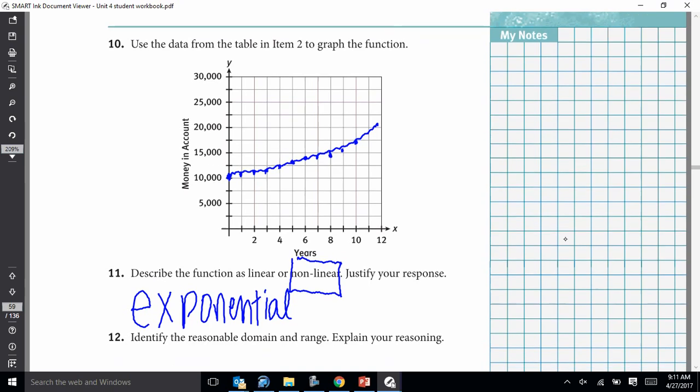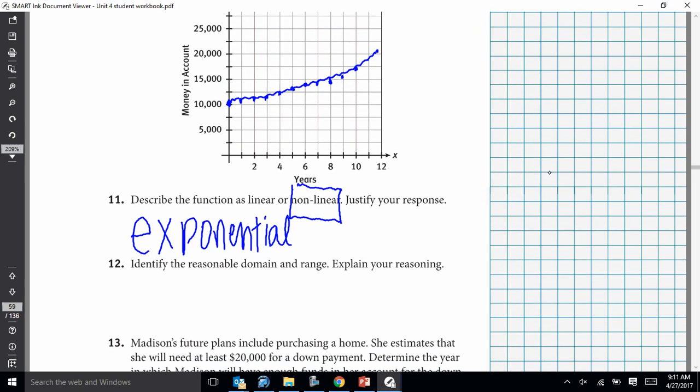All right, so number 12, identify the reasonable domain and range. So domain, is that your input or output? Input. So what's reasonable numbers that we can put into our function? What are values that t can be? All right, so I heard different things. I heard all real numbers. I heard positive numbers. All whole numbers. All real whole positive numbers.